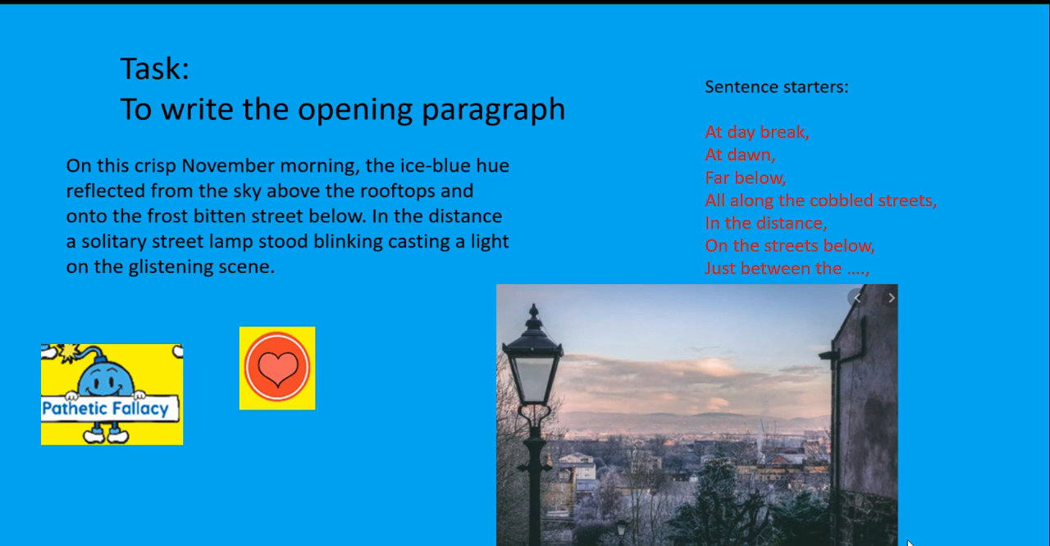On this crisp November morning, the ice blue hue reflected from the sky above the rooftops and onto the frostbitten street below. In the distance, a solitary street lamp stood blinking, casting a light on the glistening scene. So it's cold and silent, and then all of a sudden, the mysterious shop arrives. So, can you create a scene which is cold, lonely, and just giving a hint that something magical is about to happen? As I've put there, the glistening scene, something magical is about to happen.